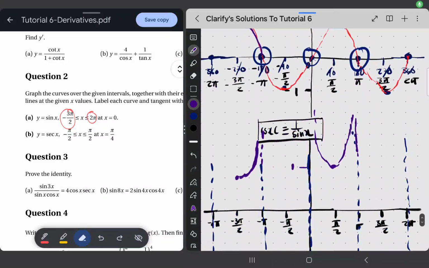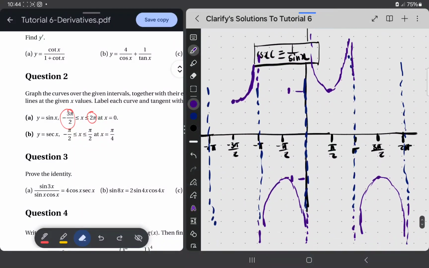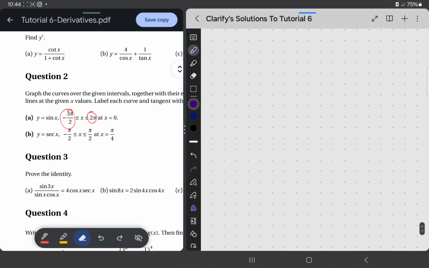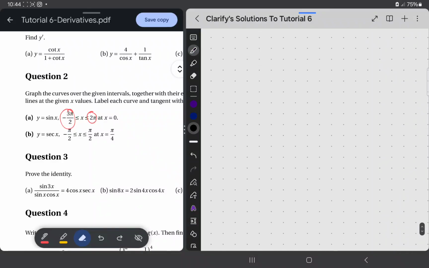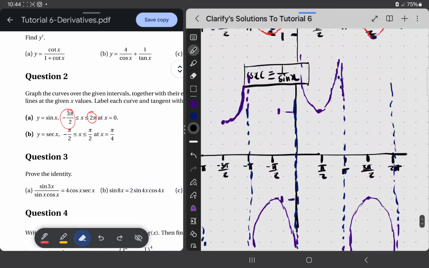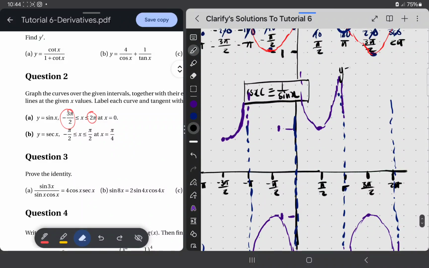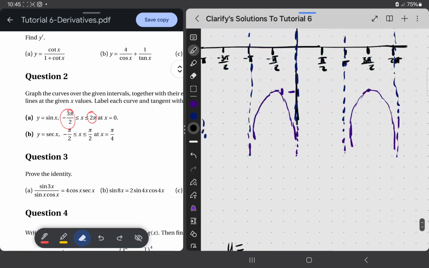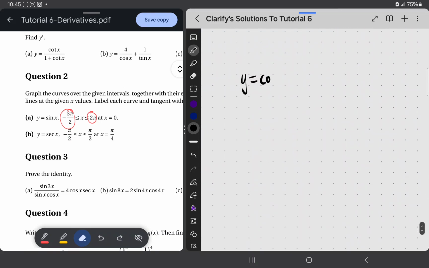Graph of sine and the graph of its best friend, which is cosec. Okay, now let's do the same for cos. This is not even hard. So we want to see what is the graph of... this graph that we have is the graph of y equal to cosec x. Wow, beautiful. Now let's do the graph of y equal to cos x.